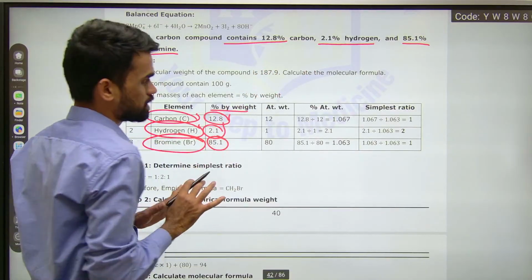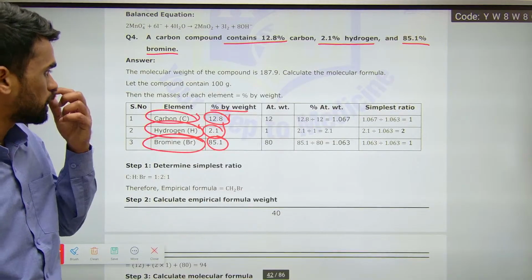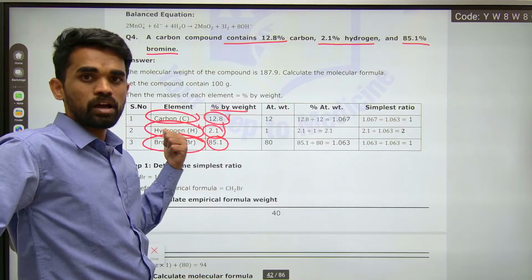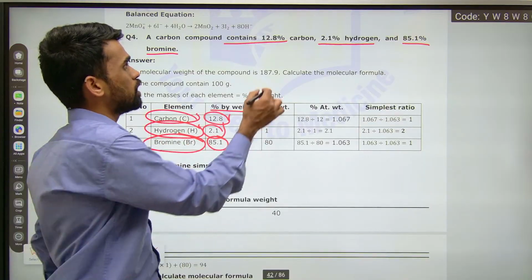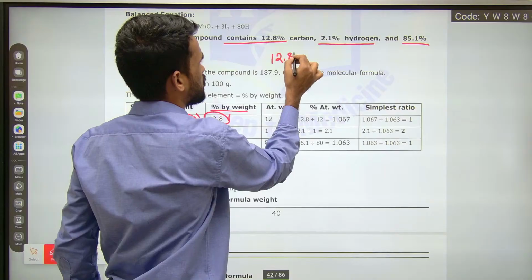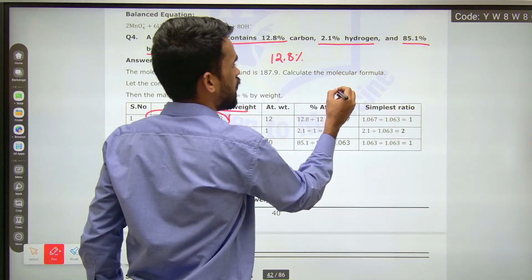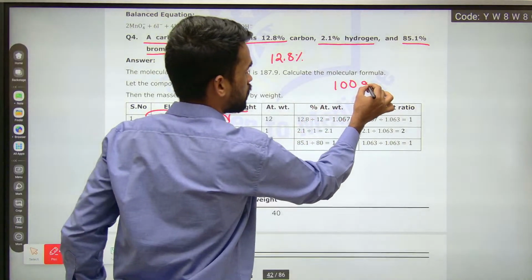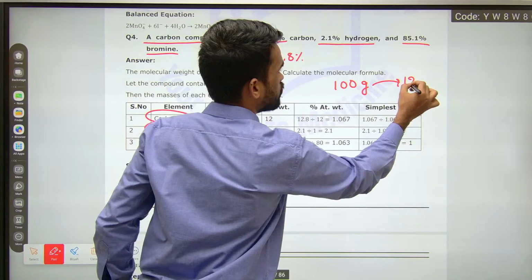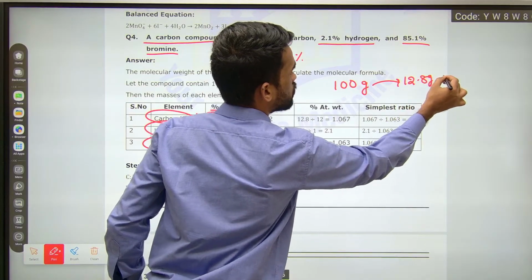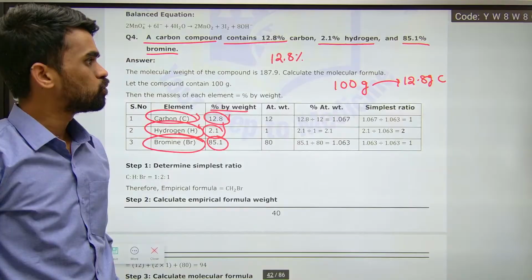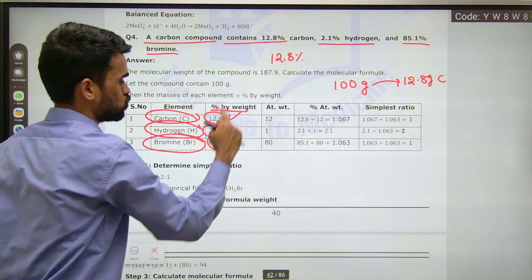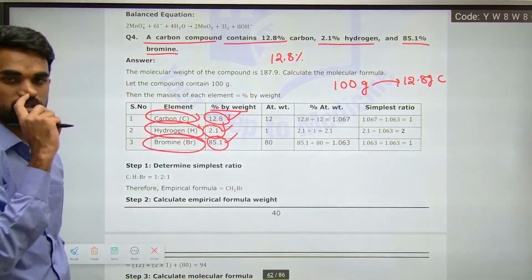You just make it in tabular form. Now what you need to take is the weight of the species, the weight of carbon, hydrogen and bromine is given. So what do we mean by 12.8%? It means if you take 100 grams of that organic compound, in these 100 grams you will get 12.8 grams of carbon. How much quantity of carbon is present? 12.8 grams of carbon is present. So I am writing 12.8, and hydrogen is 2.1 and bromine is 85.1. Okay, that's clear.